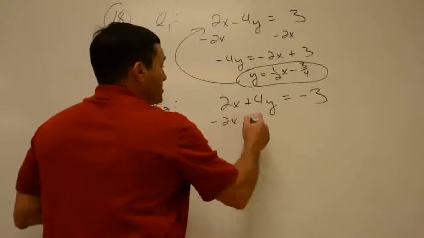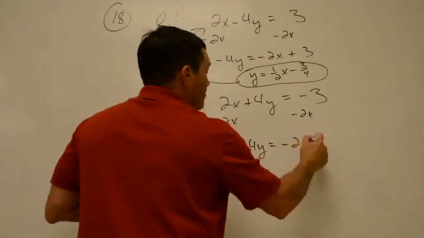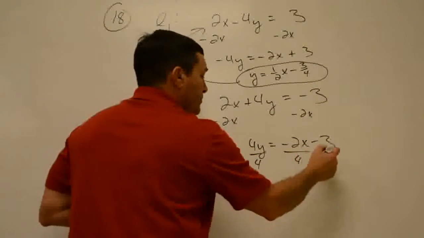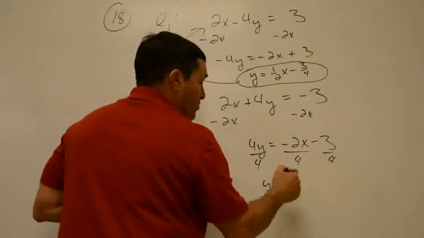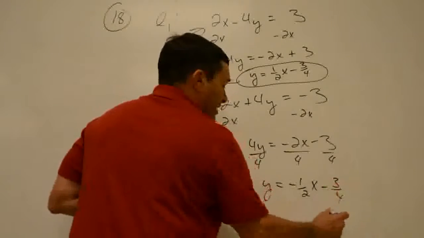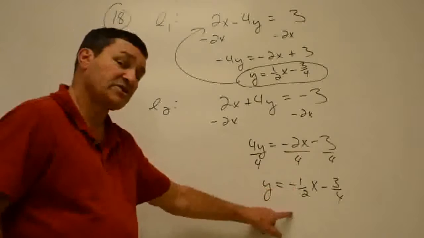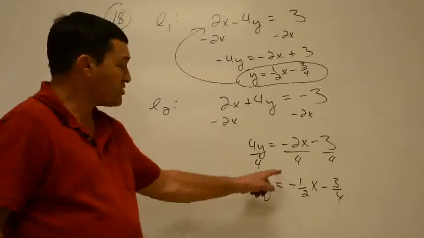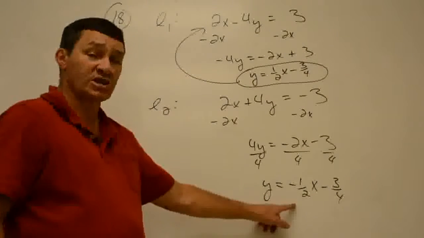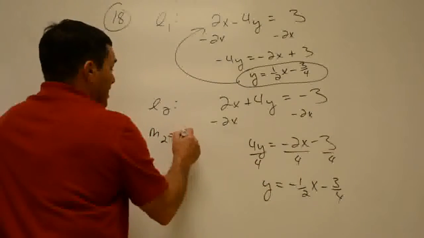Add negative 2x to both sides. That'll give you positive 4y equals negative 2x minus 3. Divide everything by 4. And that'll give you y equals negative 2 over 4, which is negative 1/2 x minus 3/4. You could write that as negative x over 2, but you don't want to, because you want to look at that and see a coefficient times x, so that that coefficient is the slope of the line. So what you've determined is m2 is equal to negative 1/2.